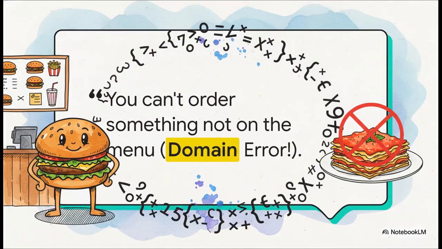And this puts it perfectly. If you try to order something that's not on the menu, say lasagna at a burger joint, what happens? They can't make it for you. You're requesting an input that isn't in the domain. You've just created a real-life domain error. It's a simple but really powerful way to see these rules in action.